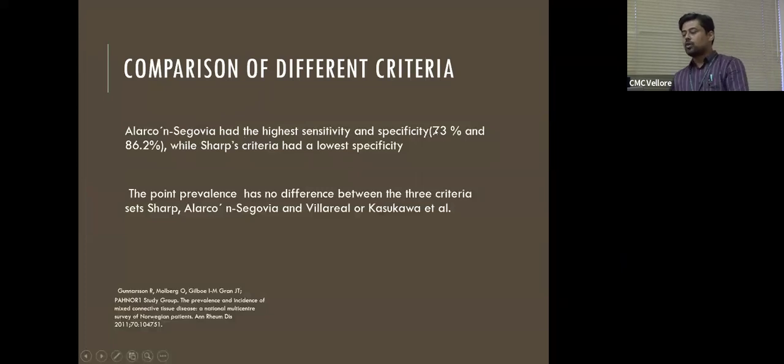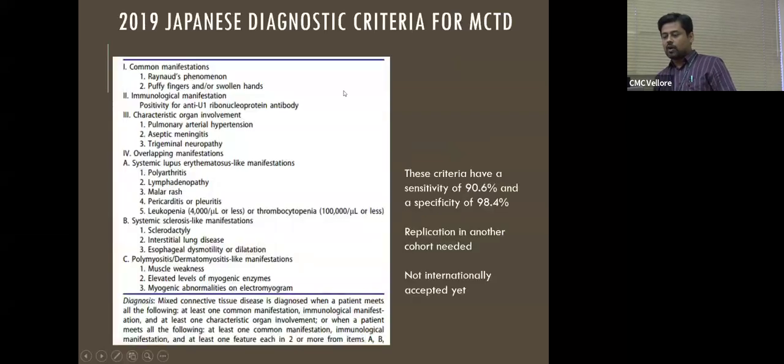As I told you, Alarcon-Segovia criteria is 73% sensitive and 86.2% specific in one of the validation cohorts, while Sharp criteria had the lowest specificity as well as the sensitivity was only 42%. The point prevalence, however, does not change which criteria you use. You will miss some patients, you'll gain some patients. So overall, this is the newest criteria which has come. You don't need to mug this up, because this criteria is online when you want to use it.